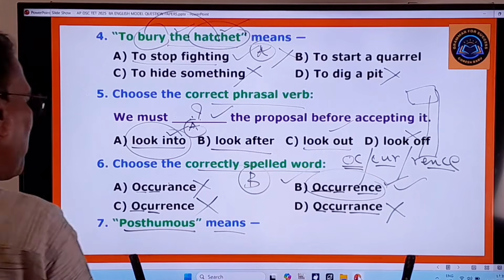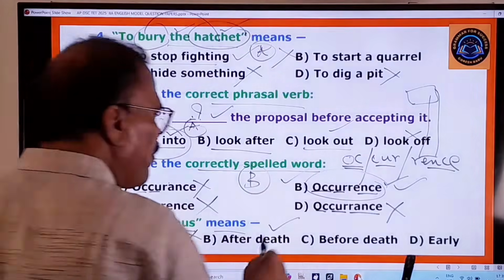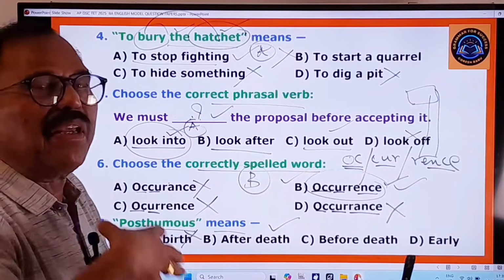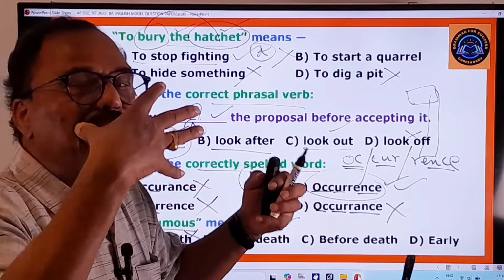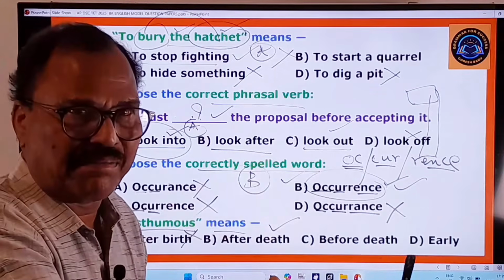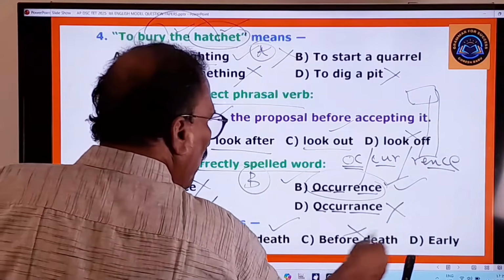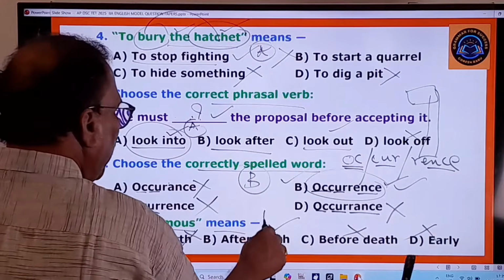Posthumous means what? Posthumous means after birth, no, after death. Sometimes some awards will be conferred on the eminent people posthumously, means after their death. Okay, so that's called posthumous, means after death. Before death, no. Early, no. After birth, no. Only b is the right one.